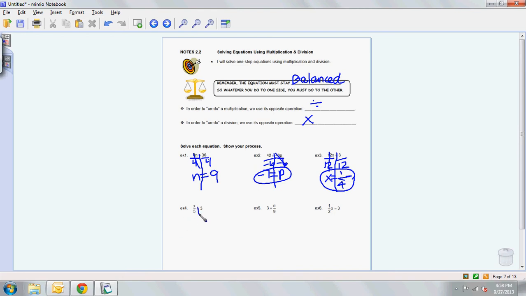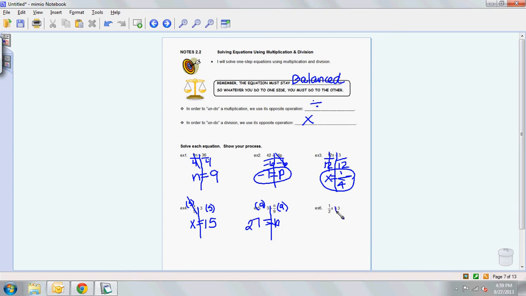All right, now we're moving into some division problems. So we're just going to undo the division by multiplying on both sides. So that will undo this. We're left with x is equal to 15. Another division problem. So we're going to get the n alone this time. So we're going to multiply by 9 on both sides. So we have n is equal to 27.